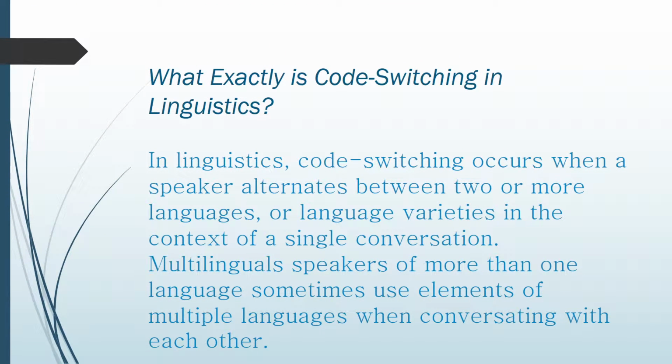What exactly is code switching in linguistics? In linguistics, code switching occurs when a speaker alternates between two or more languages or language varieties in the context of a single conversation. Multilingual speakers of more than one language sometimes use elements of multiple languages when conversing with each other.